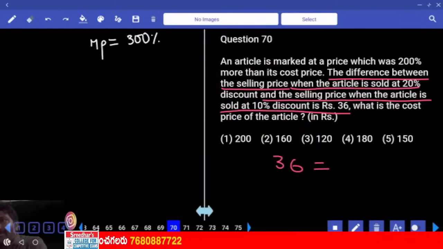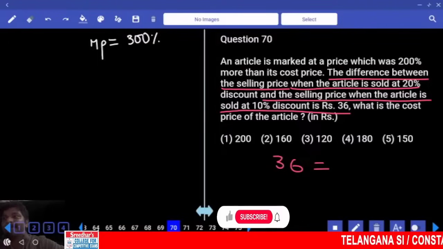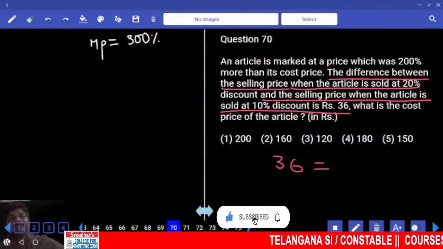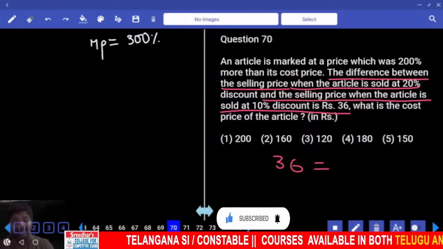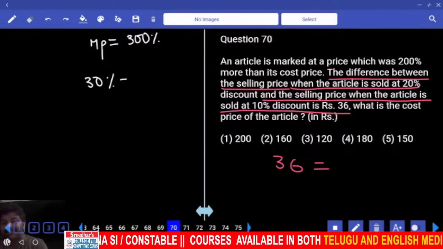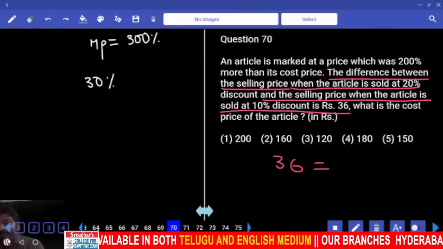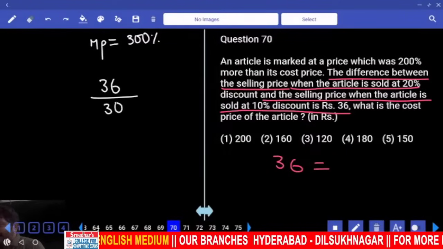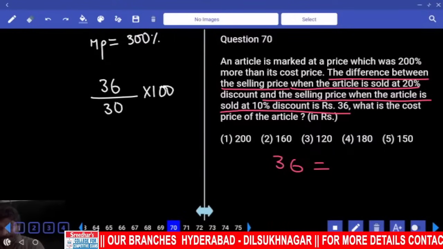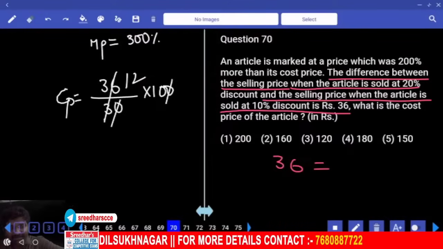If the discount does not change, will your selling price change? So whatever change happened in selling price, that is because of discount only. First time how much discount was given? Second time, the difference, 10% of this, is equal to 36. 30% is equal to 36. Now the question is to identify the cost price, correct? Now if 36 is equal to 30%, 1% value is 36 by 30. And we want the cost price, 100%. 12 times. Answer 120. Third option.